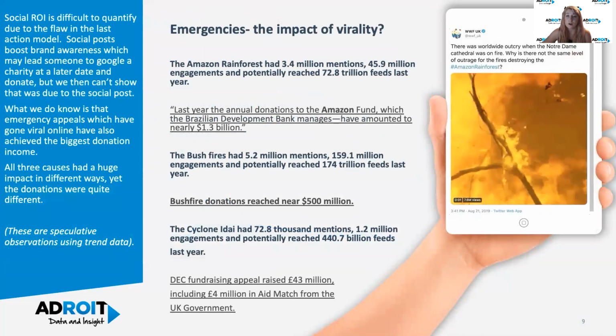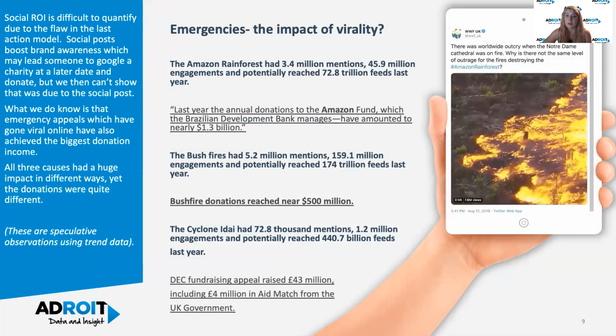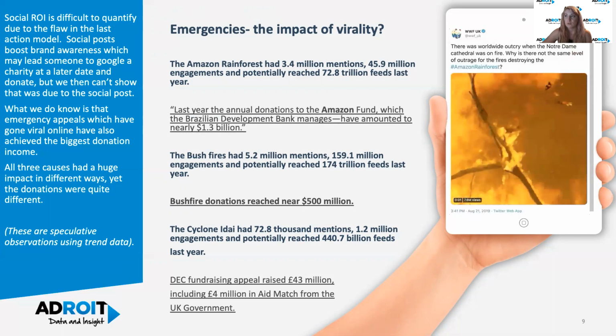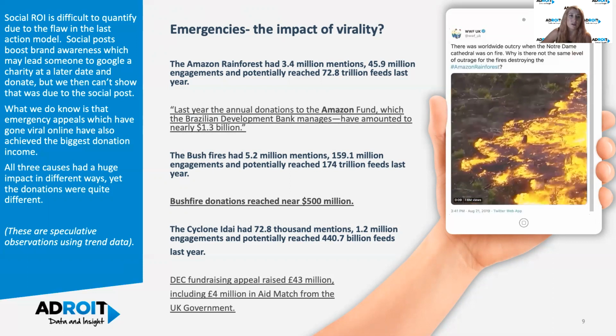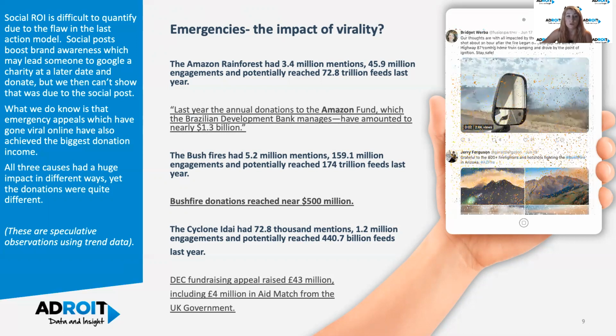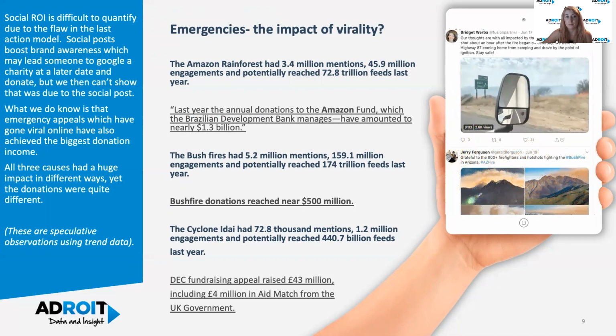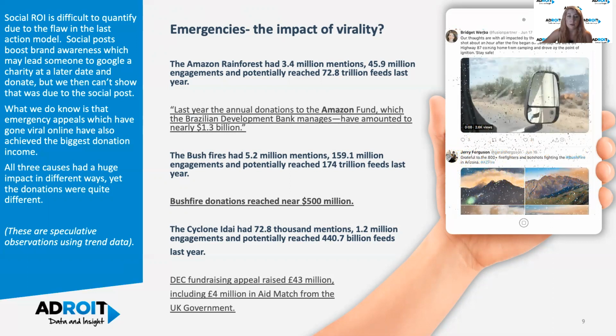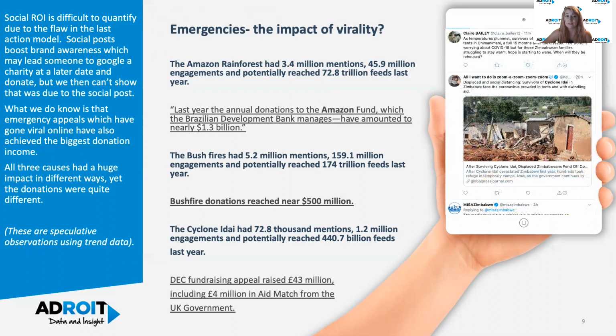What we do know is that emergency appeals that have gone viral online have achieved the biggest donation income. So here we're looking at the Amazon rainforest post, which I was talking about, and the Amazon Rainforest Fund received 1.3 billion and had 3.4 million mentions. The bushfires had 5.2 million mentions and they received near $500 million. However, Cyclone Idai only had 72.8 thousand mentions and they actually only had 43 million achieved with that.